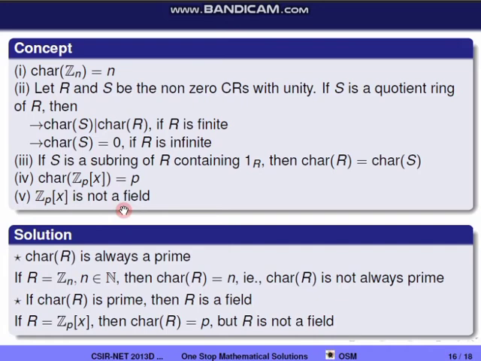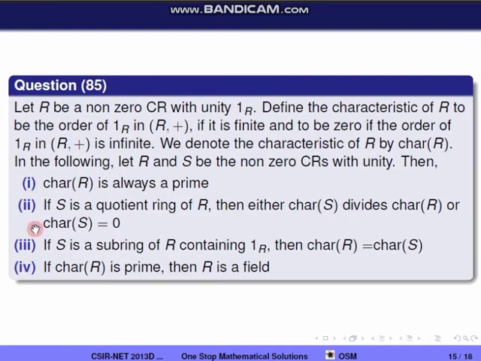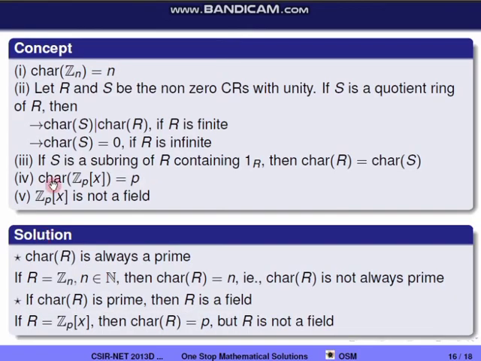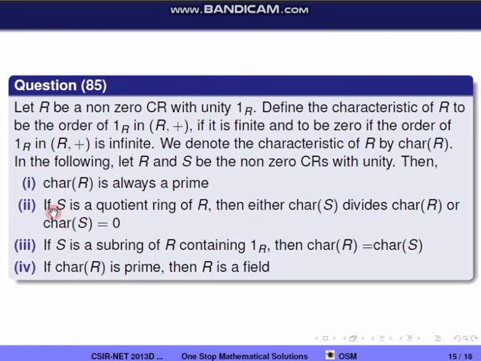So we'll check the options one by one. First option, characteristic of R is always a prime. Suppose I take R equal to Zn, we are getting characteristic of R equal to n, where n is a natural number. That is, characteristic of R is not always prime. So this option is wrong. If we consider the second and third options, these follow directly from results 2 and 3. So they too are correct options.